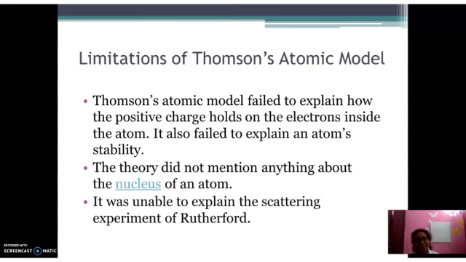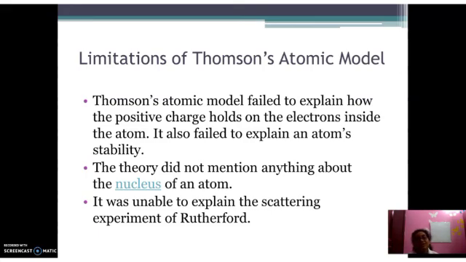Because at the same time, after Thomson, another model came, another experiment came. That is the gold foil experiment by Rutherford. He arranged an experiment called the scattering experiment, and Thomson's model could not explain the scattering experiment. These are the major limitations of Thomson's atomic model. We'll see Rutherford's scattering experiment and Rutherford's model of atom in the next class.